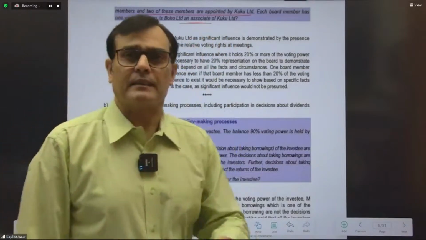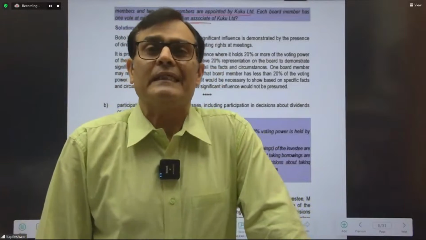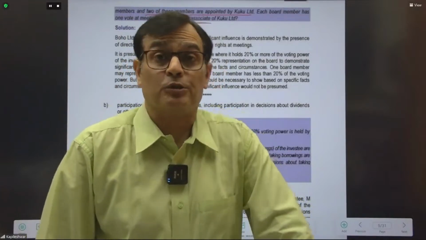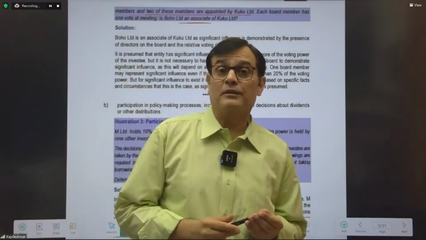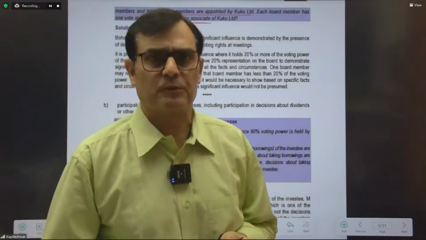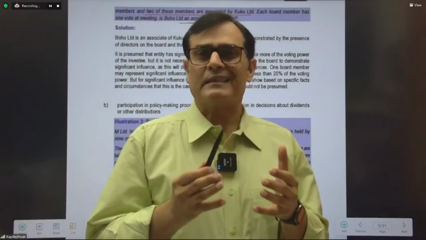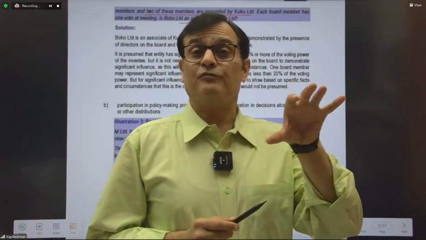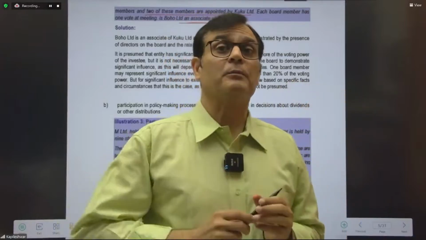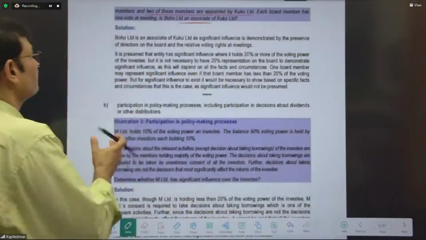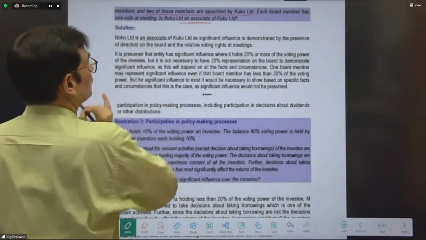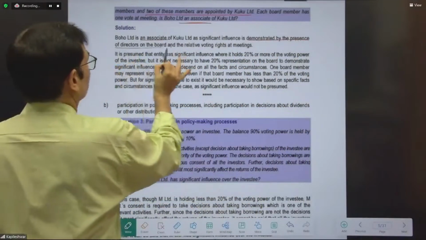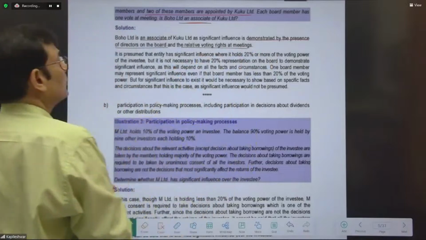Well, in this particular case, I'm not saying that simply a combination of less than 20% along with the representation on the board of directors is going to be conclusive evidence. But yes, the circumstances are indicating that there is a possibility of a significant influence, because even if you've got less than 20%, you've got a representation on the board of directors. So Boho is an associate of Cuckoo, and it is demonstrated by the presence of directors on the board and the relative voting rights at the meeting.